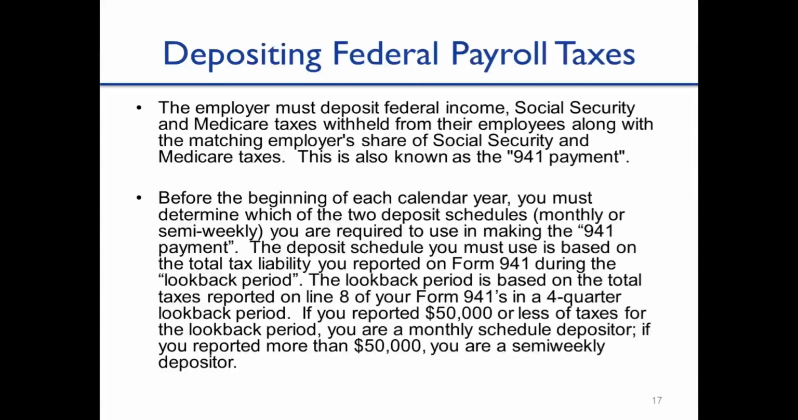So at the beginning of each calendar year, the IRS has a calculation that figures out the look-back period. And if that look-back period has $50,000 or less of taxes that you've paid in on your 941, you're going to be a monthly scheduled depositor. If that is more than $50,000, you're a semi-weekly depositor. So that means you have to pay, depending on your pay date, the following week.